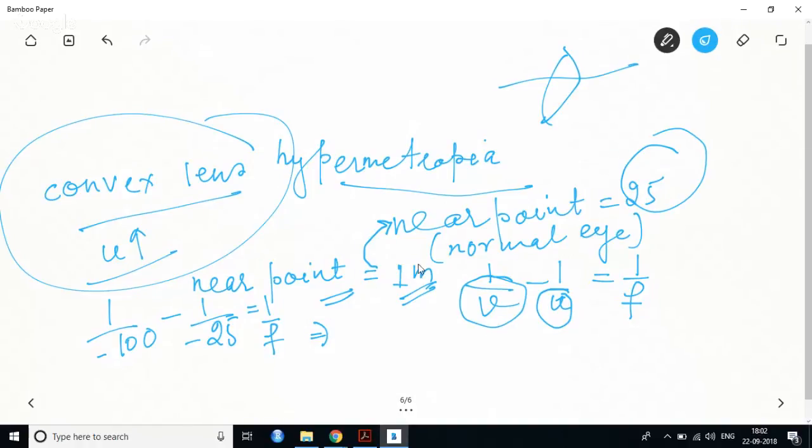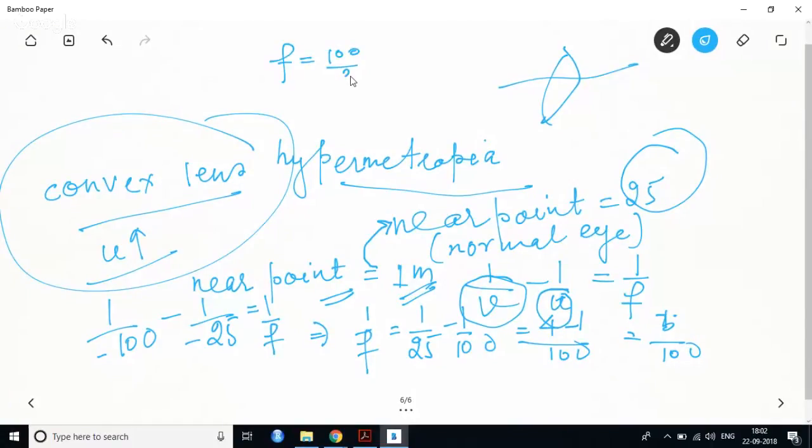So how much is it? It can be written as 1 by f is equal to 1 by 25 minus 1 by 100, which is equal to 4 minus 1 divided by 100, which is 3 divided by 100. So f comes out to be 100 by 3 centimeters, or, as I have to find power, 1 by 3 meter. So power would be 1 by f, which is 1 divided by 1 by 3, which is equal to 3 diopters. So that is how you can solve the question.